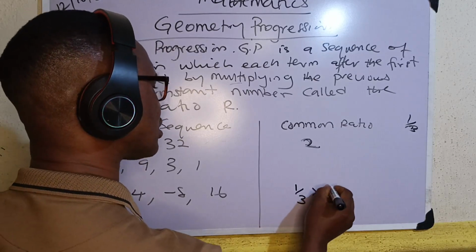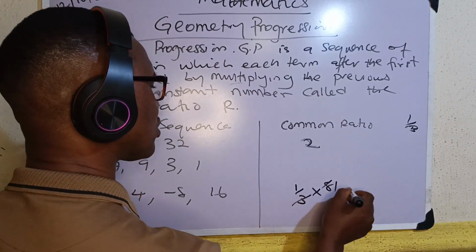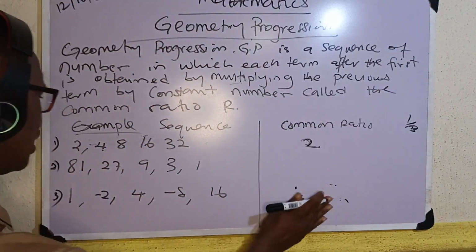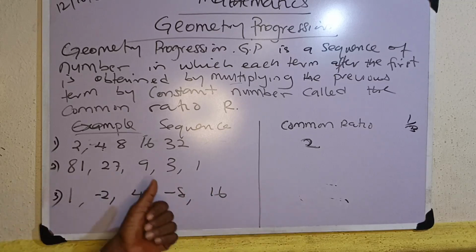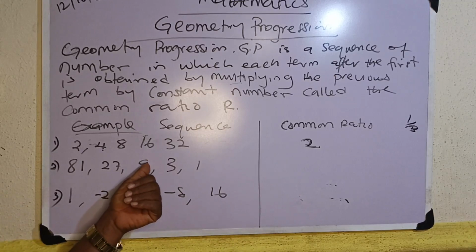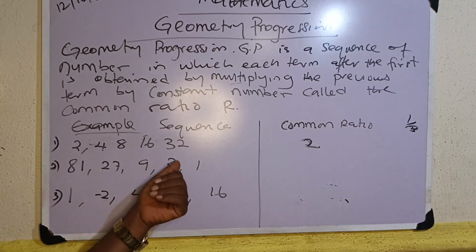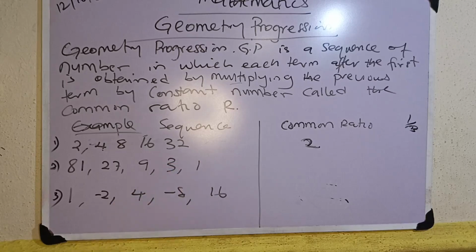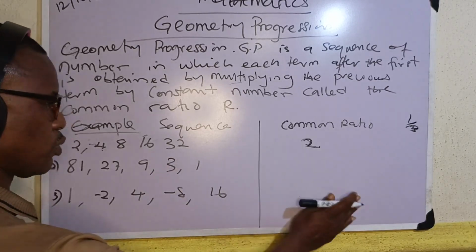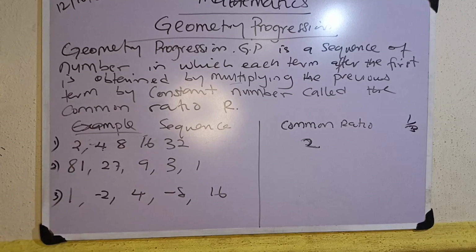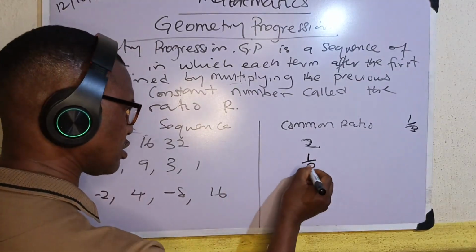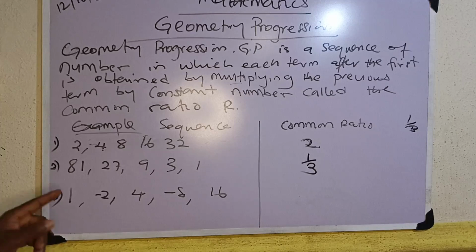Multiply 1 over 3 by 81, it will give you 27. So the constant ratio here, the same number, 1 over 3 times 27, will also give us 9. 1 over 3 times 9 gives us 3. 1 over 3 times 3 gives us 1. So 1 over 3 is a constant ratio which when multiplied by the first number will give us a reduction to the following number in the same series. Now, look at the next one.